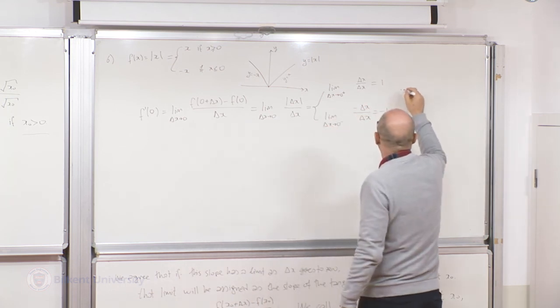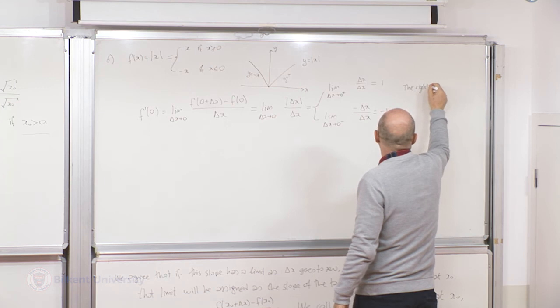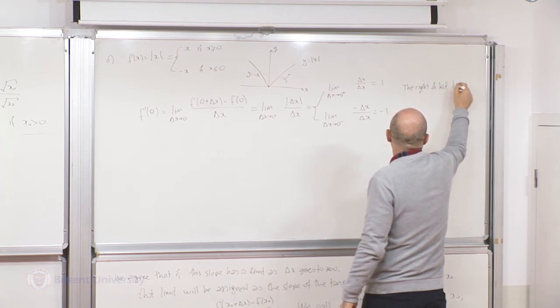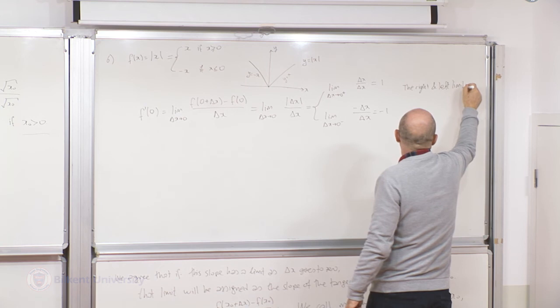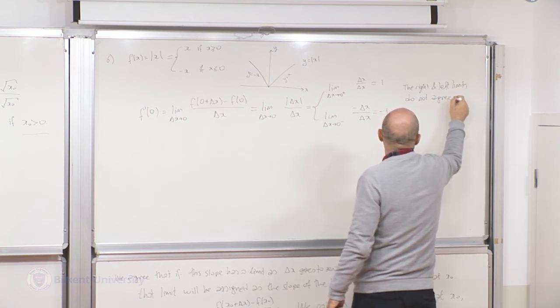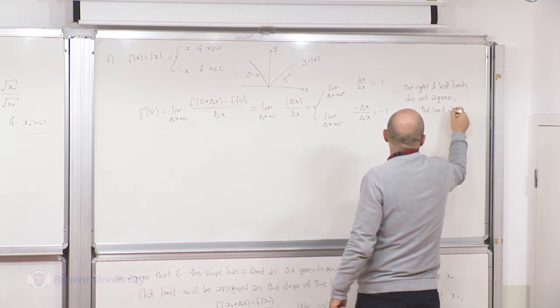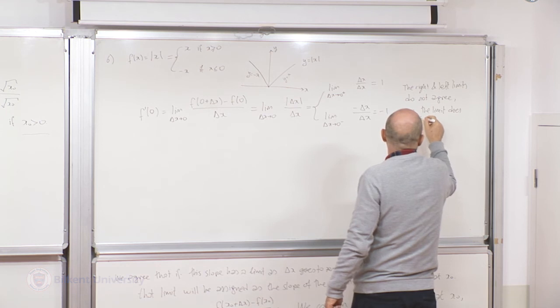Okay, so they don't agree. The right and left limits do not agree. So the limit does not exist.